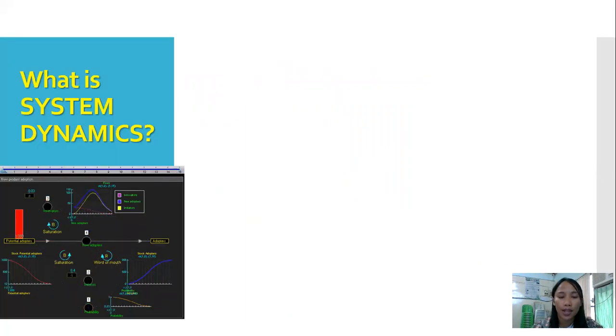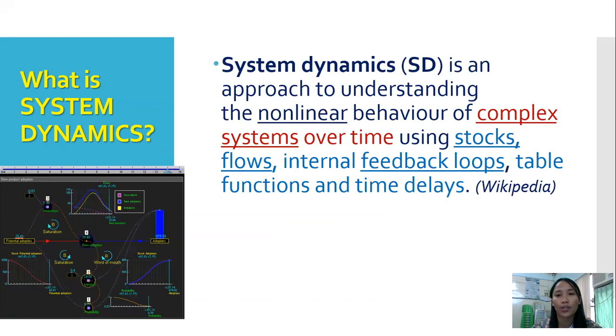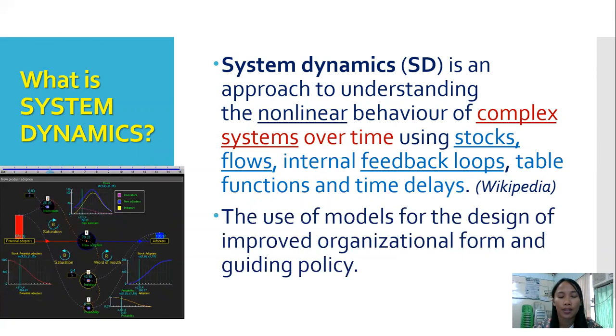So what is system dynamics then? System dynamics is an approach to understanding the nonlinear behavior of complex systems over time using stocks, flows, internal feedback loops, table functions, and time delays. System dynamics is also the use of models for the design of improved organizational form and guiding policy.